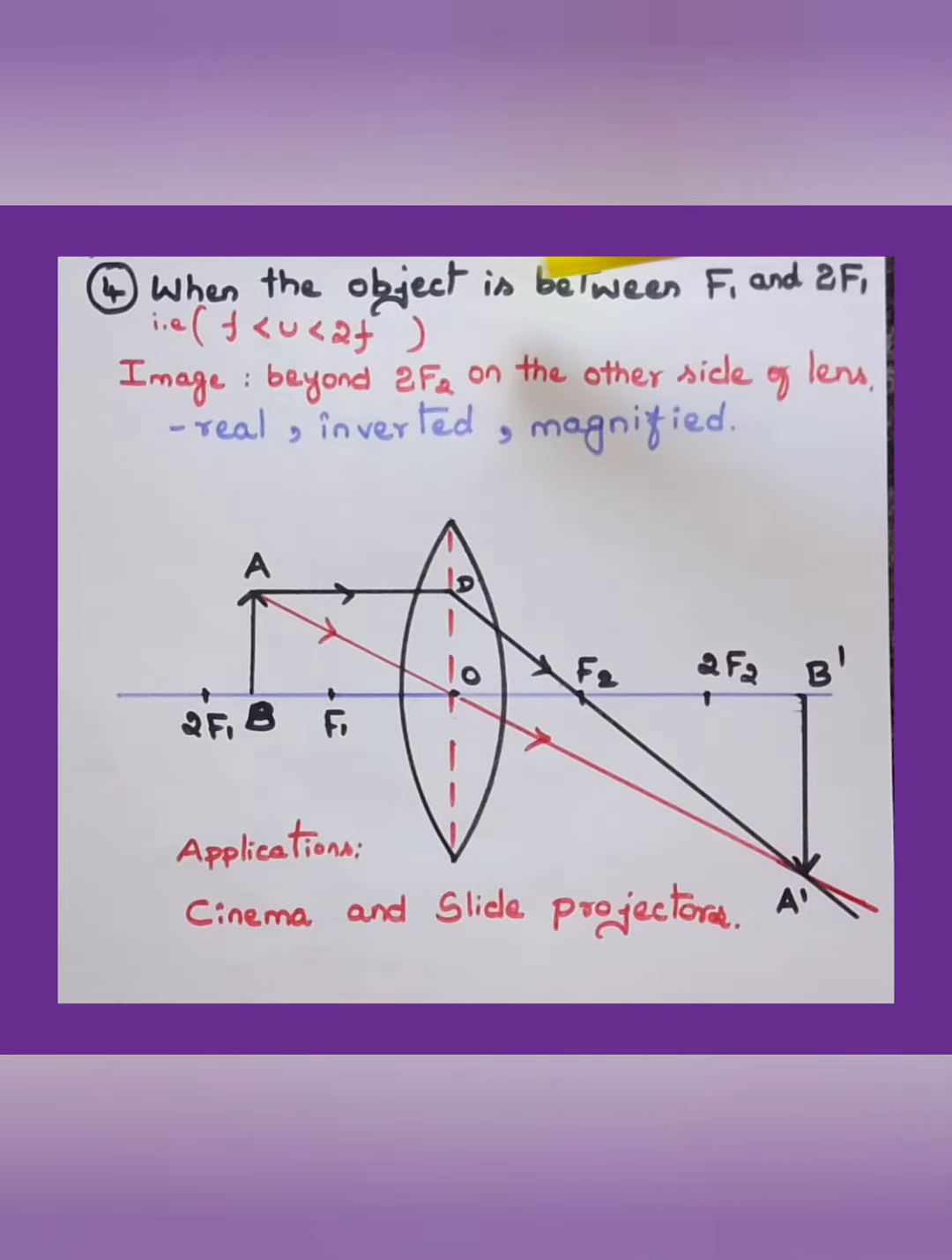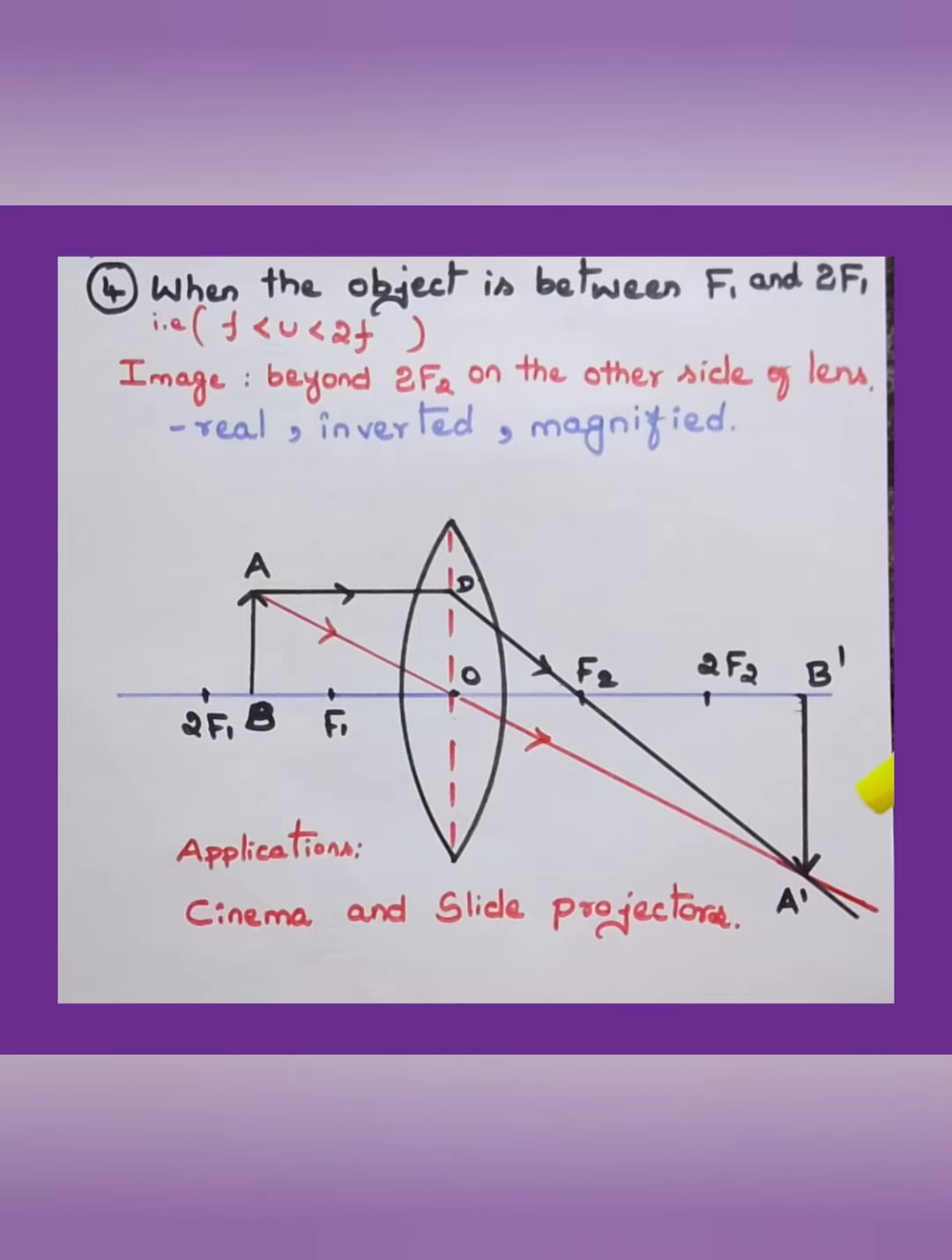So when the object is between f1 and 2f1, the image is formed beyond 2f2 on the other side of the lens. And the image is real, inverted, and magnified. You see, it is magnified, bigger. So where is this applied? This is applied in cinemas and slide projectors. But in a slide projector, they won't put the slide as it is, to get the inverted image. In the beginning itself, they put it inverted, then you will get an inverted image of this inverted slide as a proper erect image. They will get it.